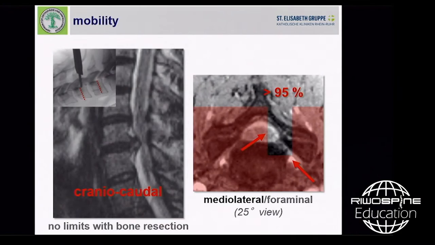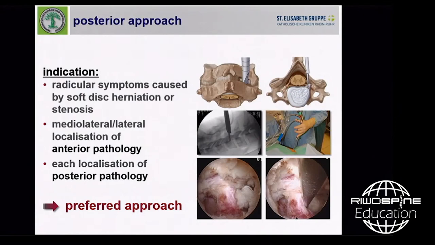So with a posterior approach, we have no limitations in the craniocaudal direction due to the possibility to do bone resection. We have limitations to get to the medial aspect, but when we consider that 95% of the herniations that are causing radicular pain are lying in this mediolateral or foraminal area, we can say we have, with a posterior approach, the possibility to get most of these herniations out.